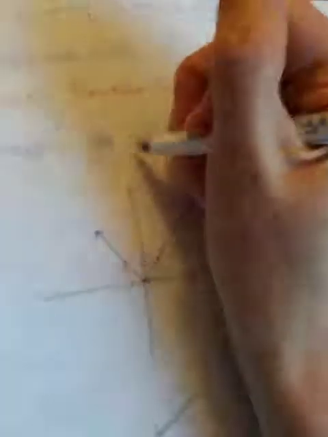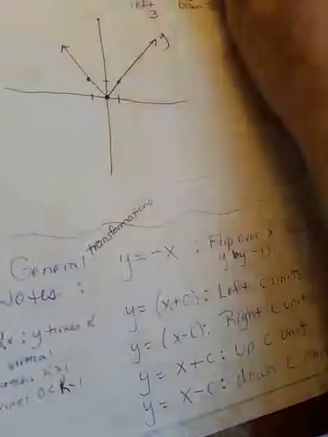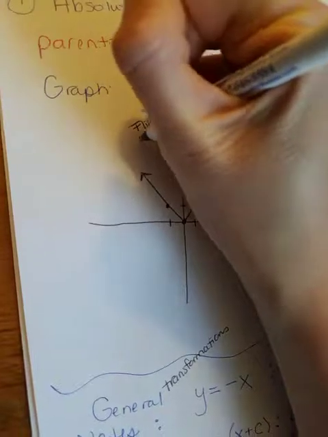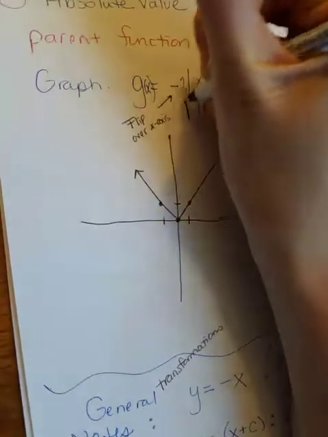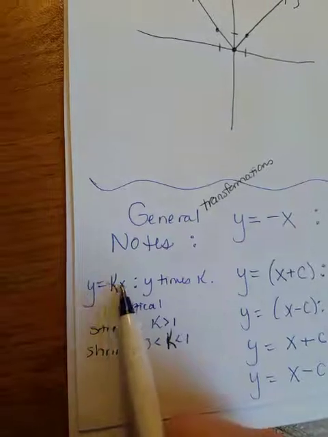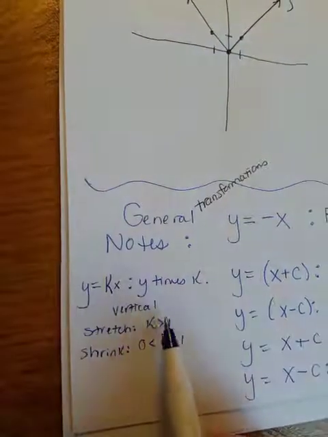The negative out front means you're going to flip it over the x-axis, or multiply your y's by -1. So, flip over the x-axis. And then this 2 on the outside is like y equals kx. You're multiplying your y times your k, and because 2 is bigger than 1, this is a vertical stretch.